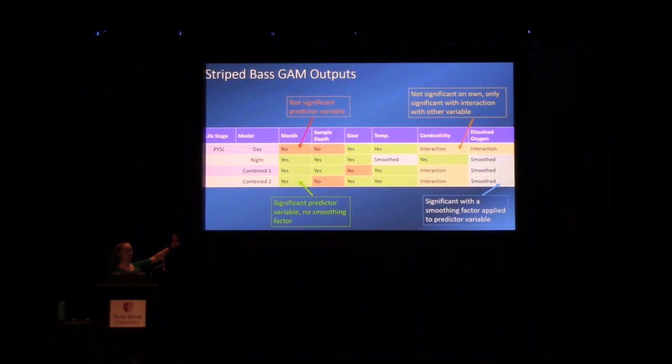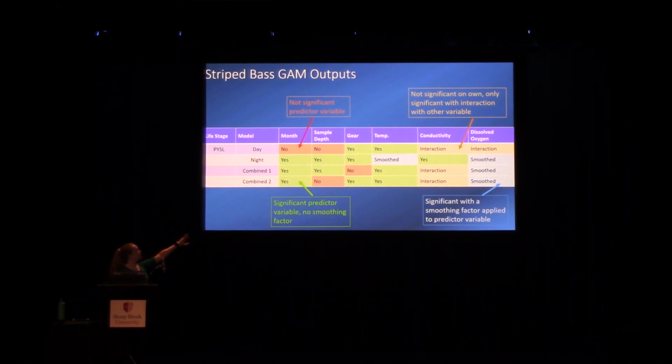Then the colors represent different ways that variables were inputted into the model. So the red "no" just means that, after the model has been tuned and the best fitting model has been found, that variable was not included in the model. It's not a significant factor in predicting relative abundance.